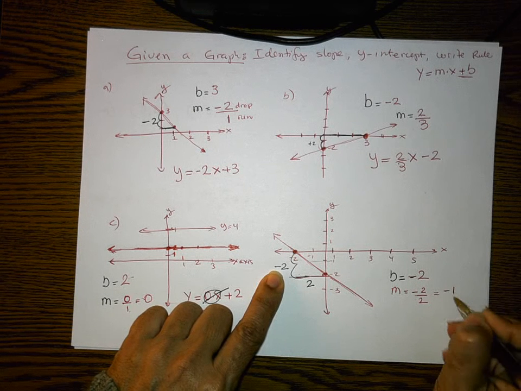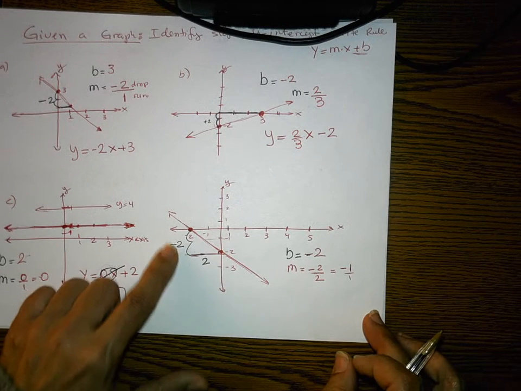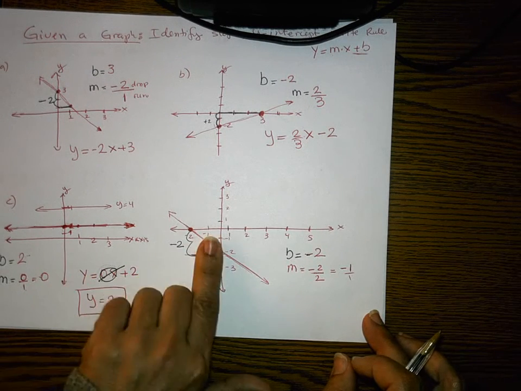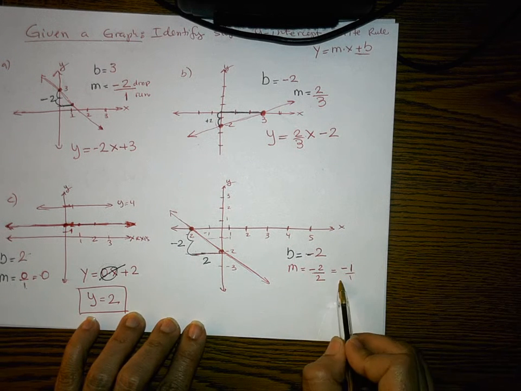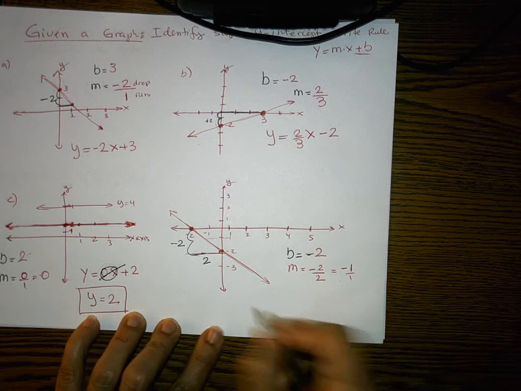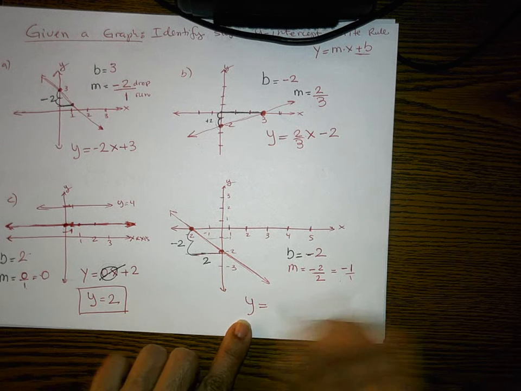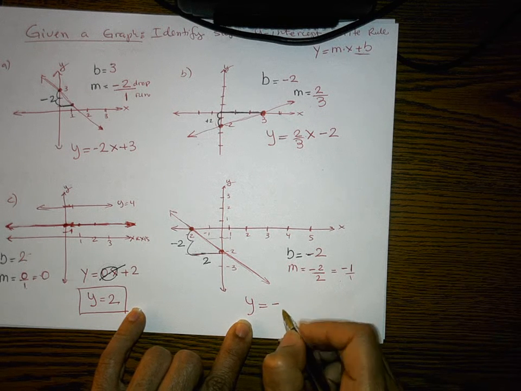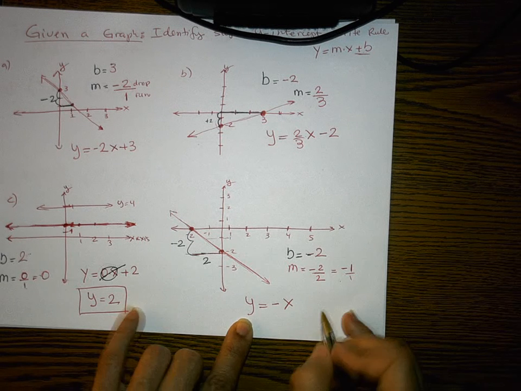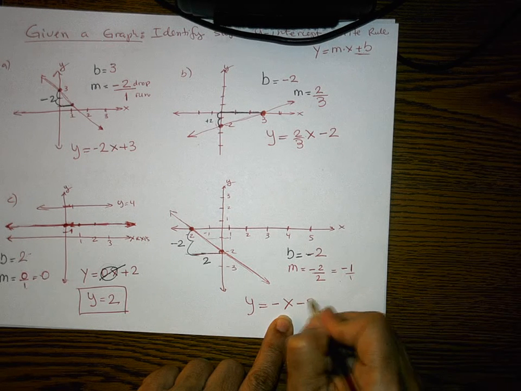Some people like to write 1 over 1. So this is just from left to right, just like we did all of them, from left to right. So now I have my slope and I have my y-intercept. y equals, the slope is -1. You can write -1 or you can leave it invisible, times the x, and the y-intercept is -2.